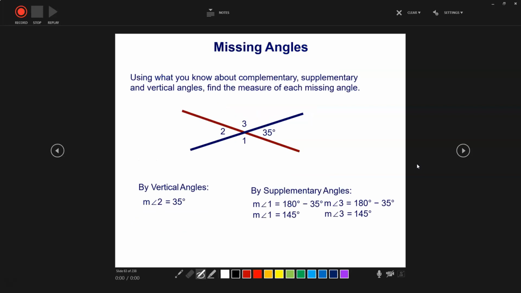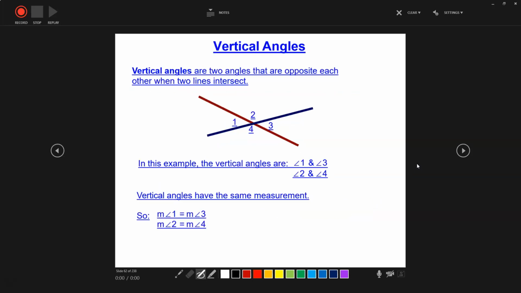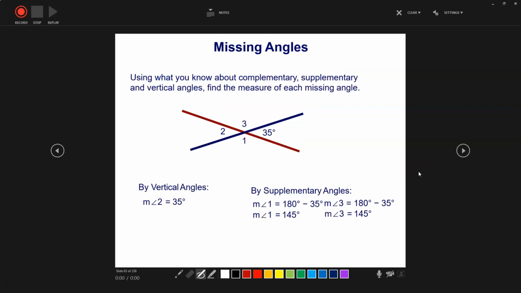Let's take a look here. Knowing that information, we will be able to find the missing angles when we know the measurement of one of the angles. So we have angles 1, 2, 3, and then angle 4 is 35 degrees. We know that vertical angles are opposite and they are equal. So angle 2, based on that, would be 35 degrees.